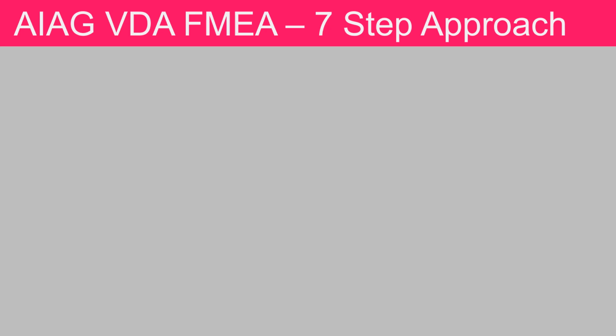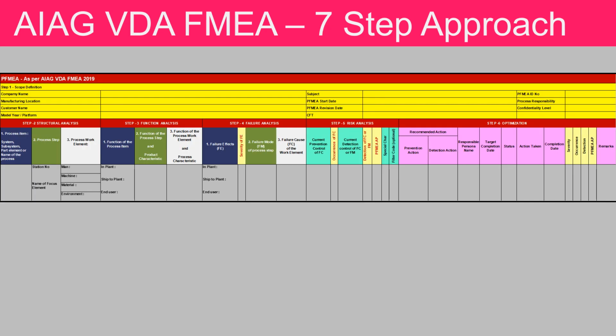So friends, we have seen all the 7 steps of the PFMEA. Overall, the complete document looks like this. As you can see, in the top section you have the header for scope definition. Second is the structure analysis, third function analysis, then failure analysis, risk analysis, and the optimization step. So this is how all the details have to be captured in the form.